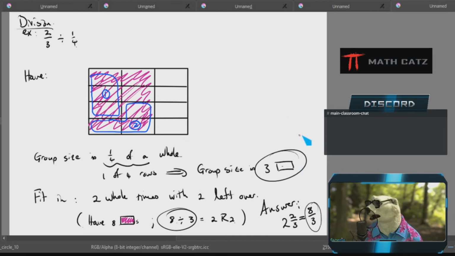I might not say it the very first time to little Timmy, because he's not ready for it at that stage. But the 8 and the 3 are behind the scenes, right? It is 8 that I have, 3 that I fit in. How many times can I do that? So these are equivalent, of course.